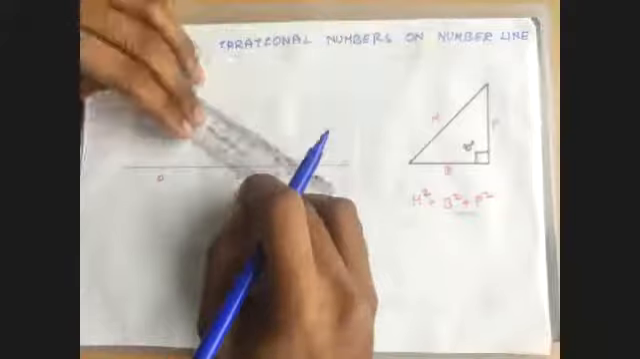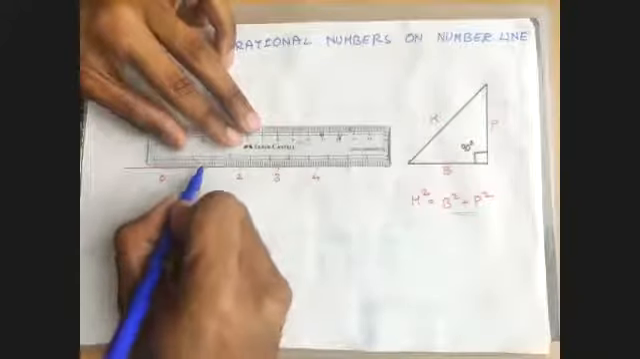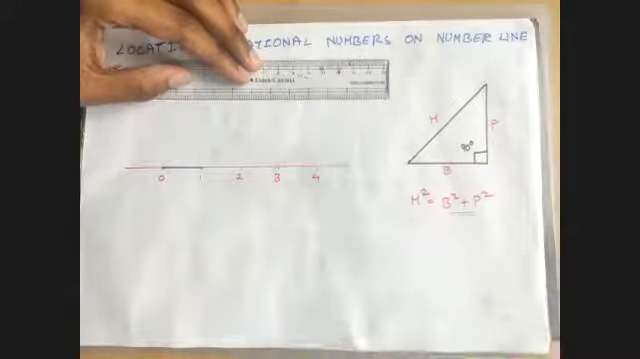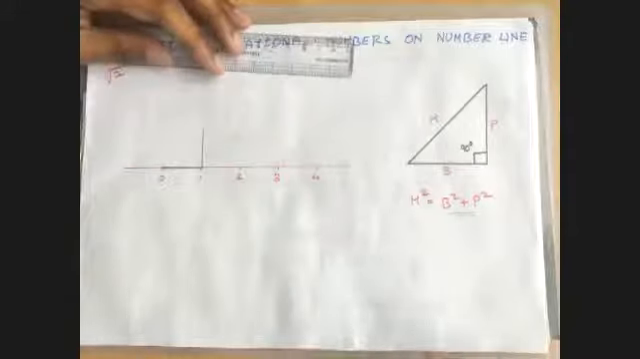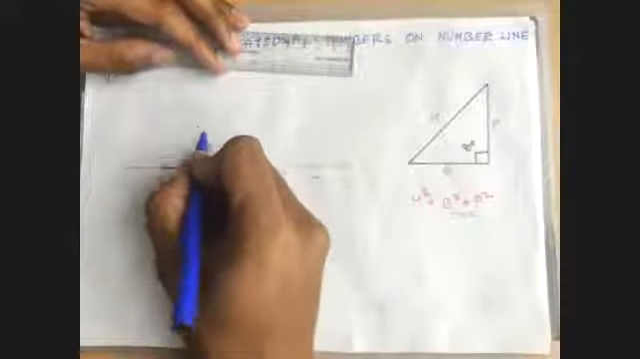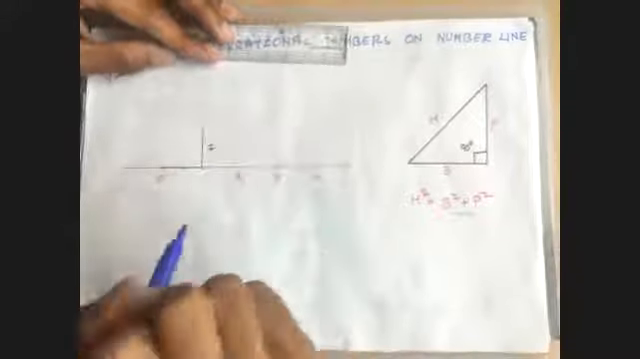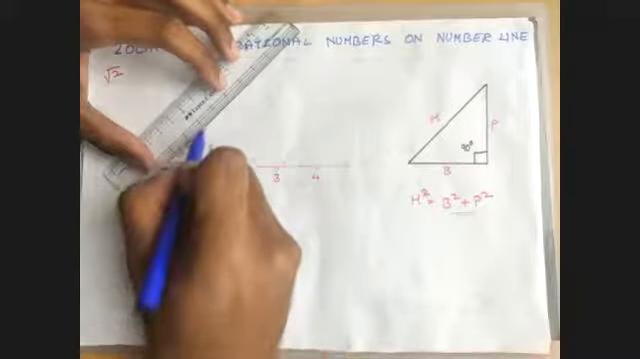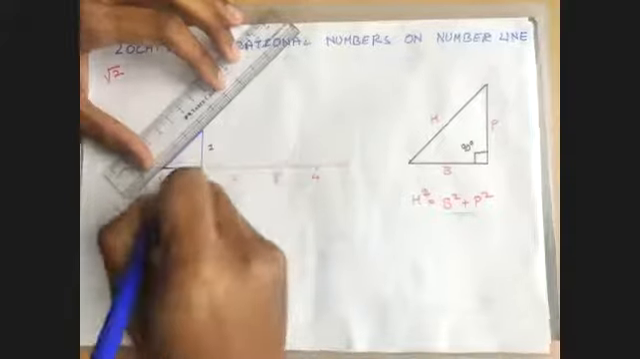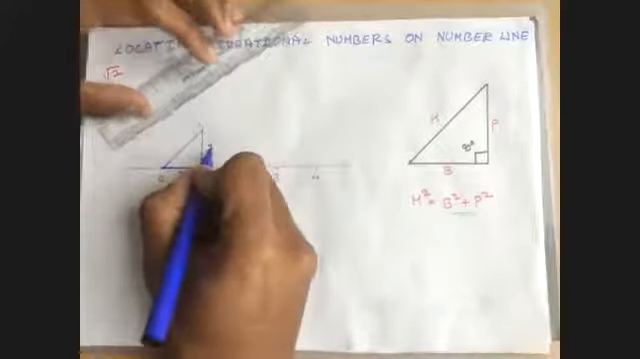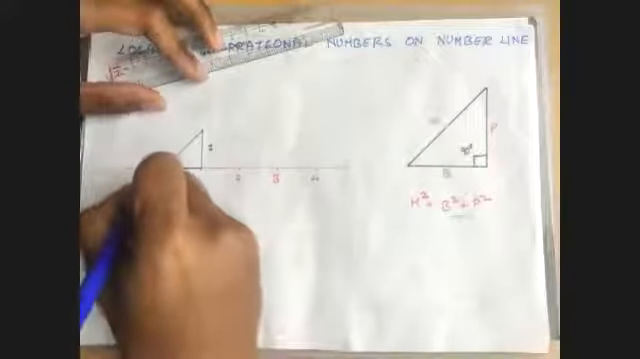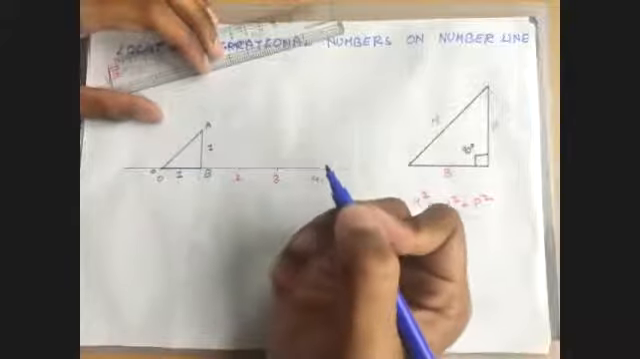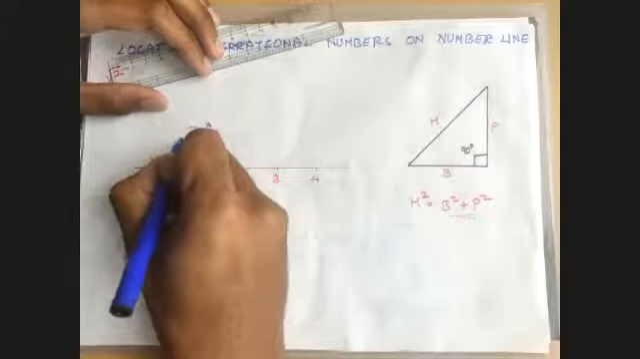Let us draw a horizontal line of 1 unit length, and then a line perpendicular to it with 1 unit length. We all know how to draw a perpendicular using a protractor. Now we need to connect both the ends. This is of unit length 1, this is of unit length 1. Let us call this O A B. Then this distance is equal to root 2.